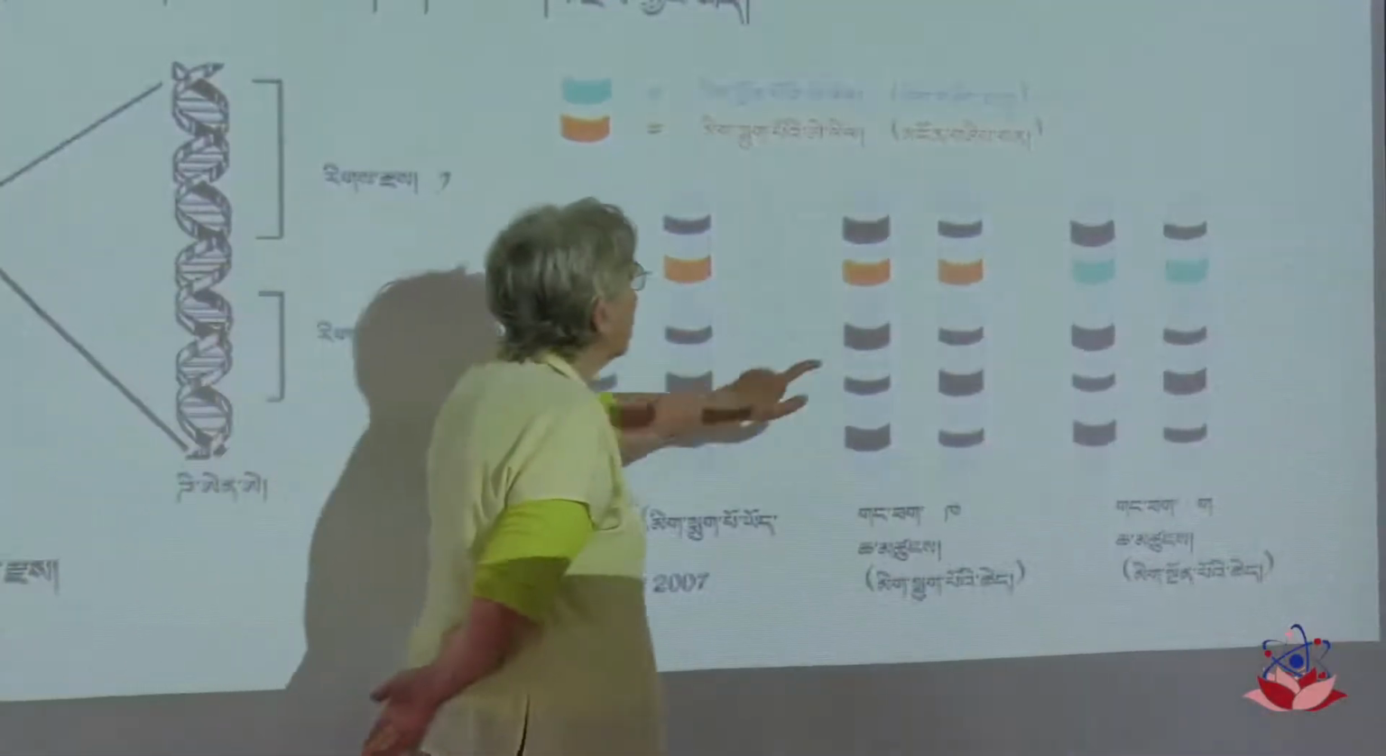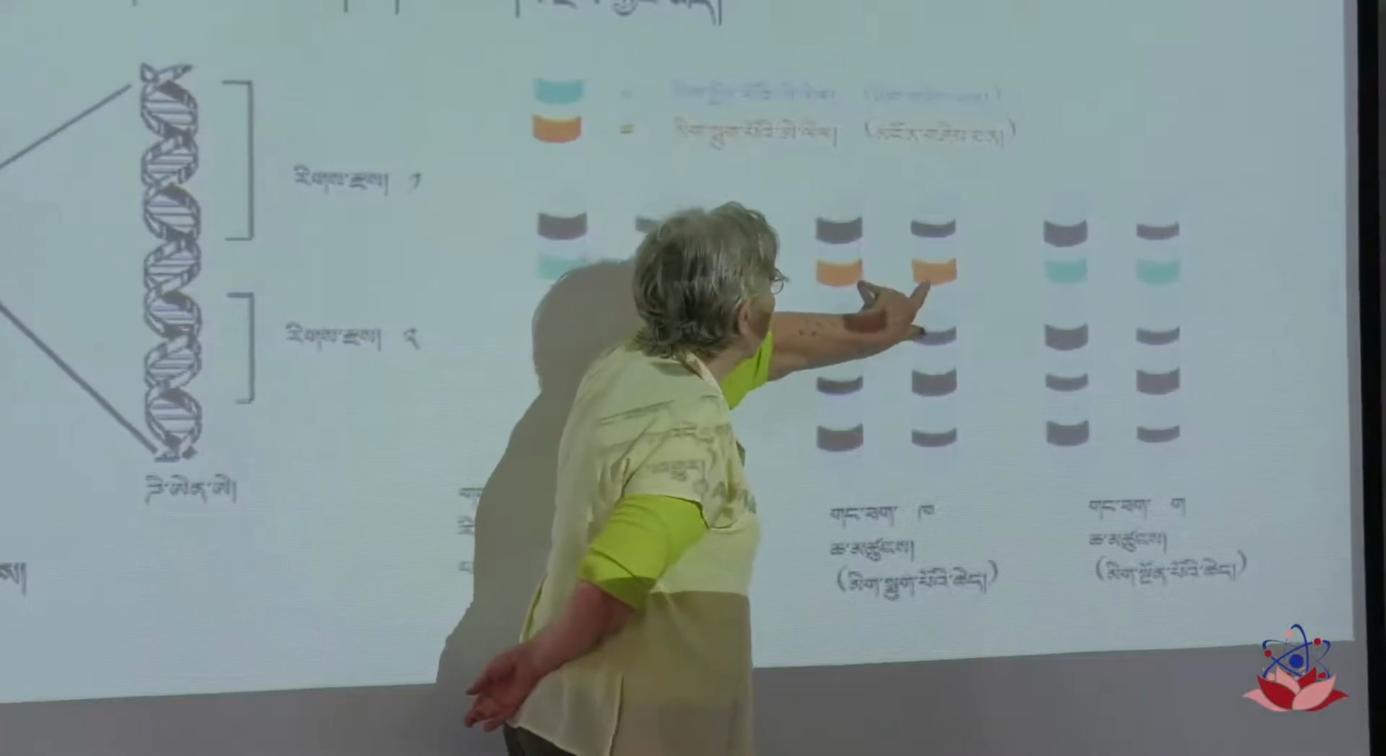There might be my brother or sister that has both alleles for brown eyes.